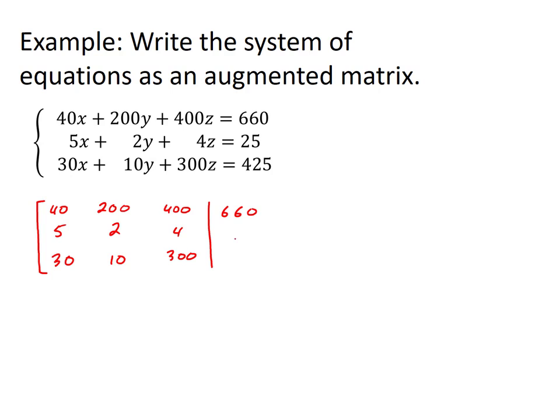Second value in that column is 25 from our second equation, and the final value is 425 from the third equation. So we have a 3 by 4 matrix, and I'll read these rows off again. First row is 40, 200, 400, 660. Second row corresponds to the second equation, 5, 2, 4, 25. And the last row corresponding to the third equation, 30, 10, 300, and 425.